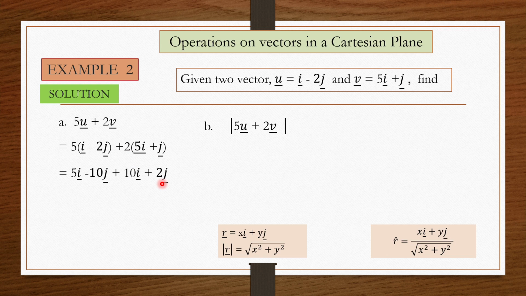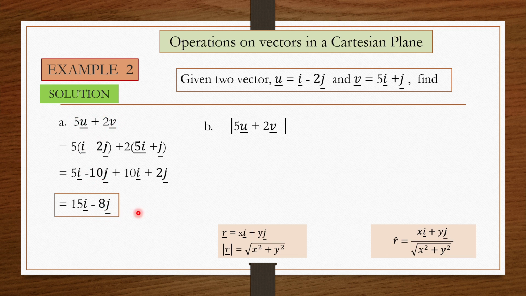Here you need to simplify the like terms. i vector with i vector, j vector with j vector. So 5i plus 10i, you'll get 15i. Negative 10j plus 2j, you'll get negative 8j. So that will be the resultant vector of 5u plus 2v.